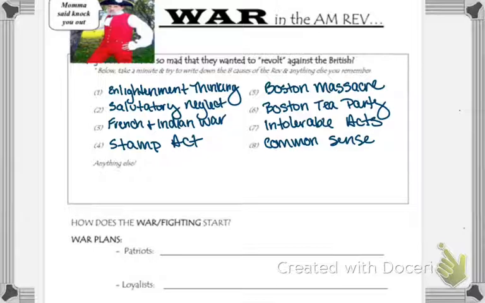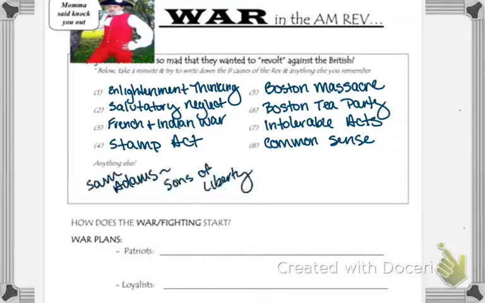So some other important things to remember from that lesson. Remember, we talked about Sam Adams. He was the crazy leader of the Patriots with the Sons of Liberty. You could add tar and feathering, Patriots versus Loyalists. Any extra information you have is only going to help you. So self-assess, see how you did with those causes, and we're going to move into how all of those things came to a head, and we have the actual fighting.